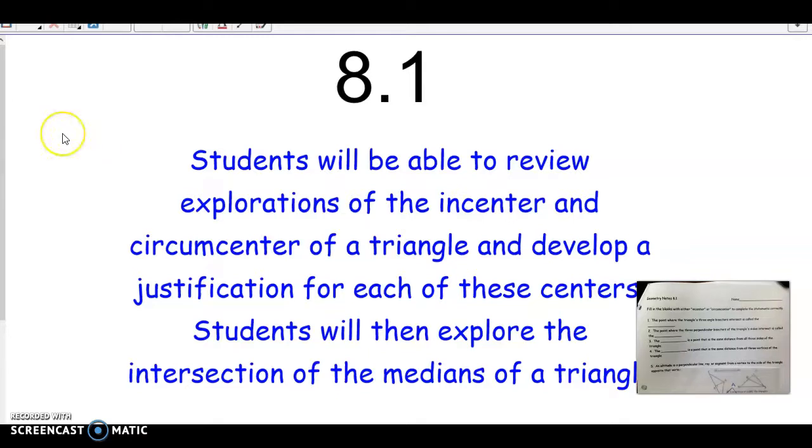You will also need a ruler. So you can use your compass that we gave you. It has a ruler along the side of it, or if you have an actual ruler, you can use that as well.